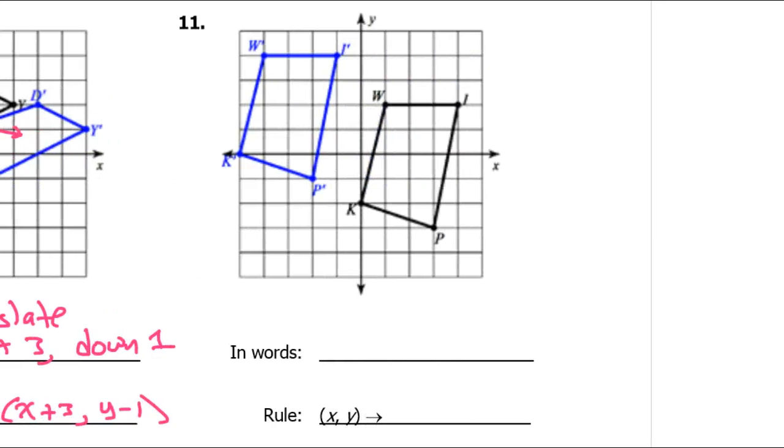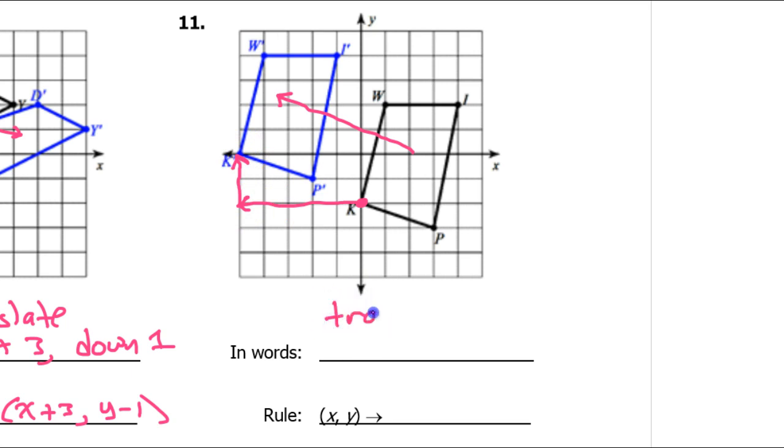Alright, and last problem. So be careful, even though this one is on the left, this is actually the image. So this is the pre-image over here. You see it doesn't have any primes, so we're going from this picture to this picture, the pre-image to the image. I am going to pick point K, and it's going to move over to point K prime. So I'm going to do the horizontal and then the vertical. So this would have to move to the left 5 and then up 2. Okay, always think horizontal and then vertical.